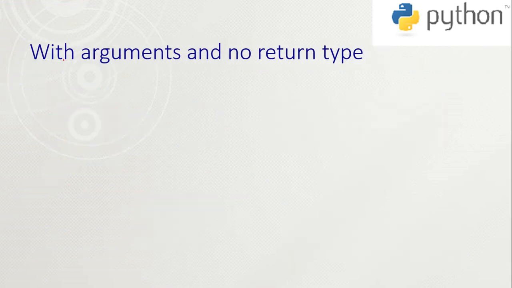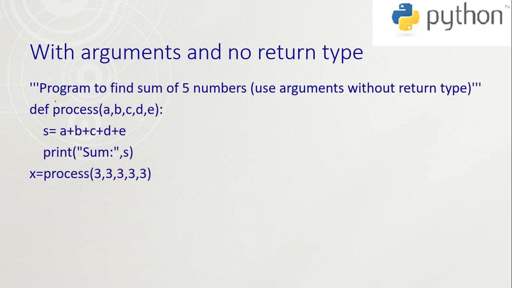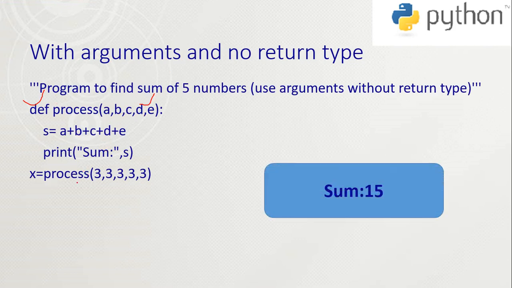So this is one category of function. Function with arguments, no return type. Same thing here: the def keyword is used to define the function, and it has arguments here. 5 arguments I'm passing while defining, and the summation is this. x equals this, but x will not be given anything here, so the function definition doesn't return any value. Now x equals process.